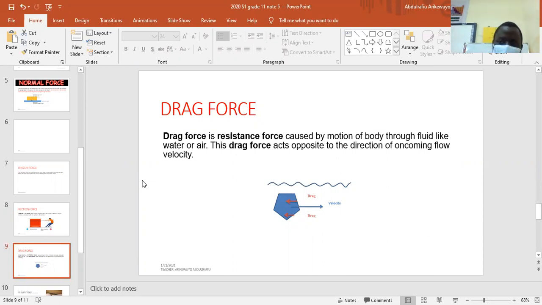Now, this drag force is like frictional force, but it is acting within a fluid, that is water or air, that is liquid or gas. So the opposite force to a flow of the fluid is called the drag force. Is that okay now? So these are the types of forces we shall be talking about today.